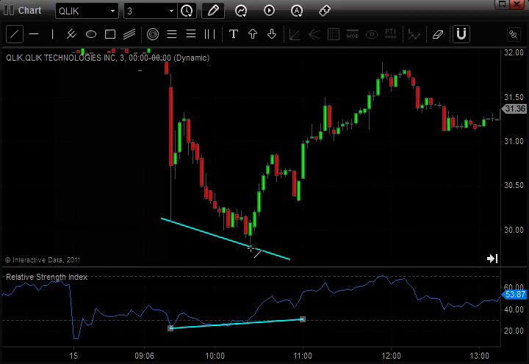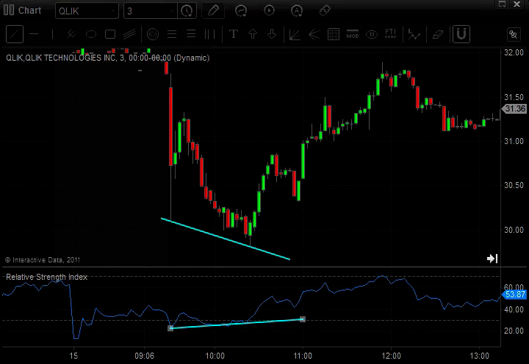And you can see right here we had this second lower low here, and the price moved from just under $30 to nearly $32 in about an hour and a half. So using the RSI between looking for divergences and identifying the trend and watching for trend breaks can give you entries on both the buy side and the sell side to help give you higher probability trades.